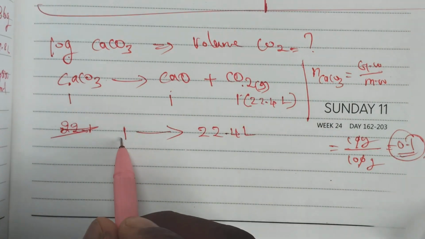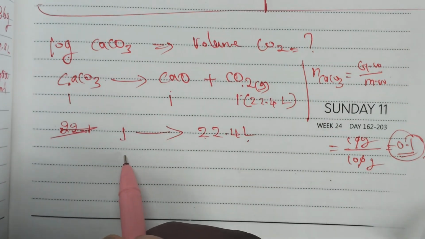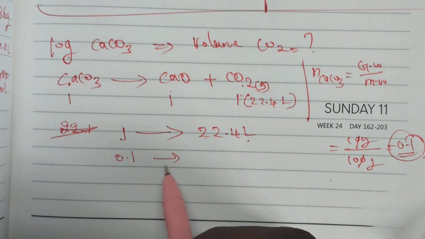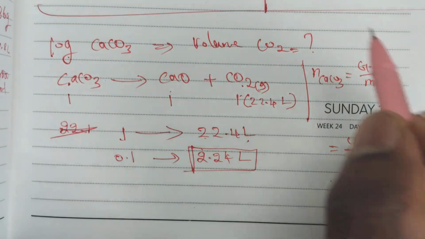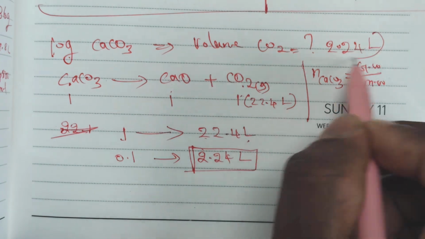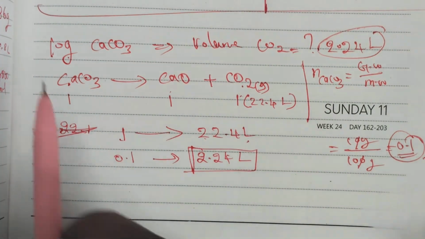So 1 mole is equal to 22.4 liter. So for 0.1 mole of calcium carbonate, how much volume is occupied? Yes, 2.24 liter volume is occupied. So this is the answer: 2.24 liter volume of carbon dioxide is produced from 10 gram of calcium carbonate.